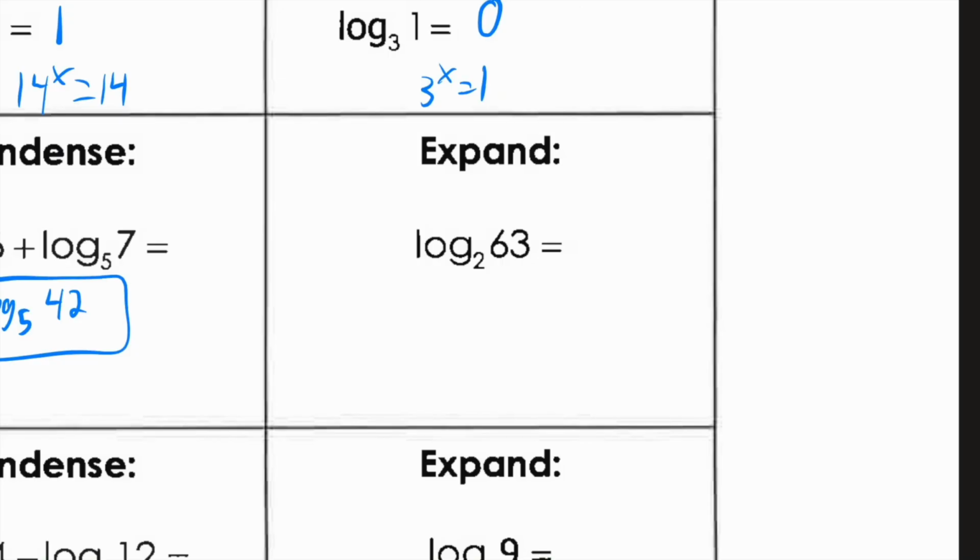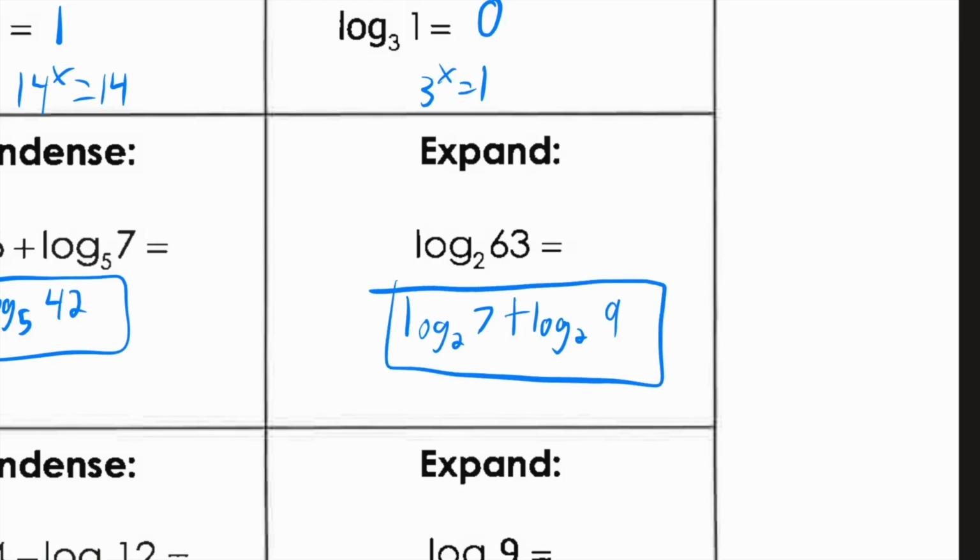Log base 2 of 63, we can expand this by saying what times what would get 63. There's 21 and 3, there's 9 and 7, for example. I'll do 9 and 7. So I'll do log base 2 of 7 plus log base 2 of 9. If you did 9 then 7, that's fine. If you did 21 and 3, 3 and 21, that's all fine as well.